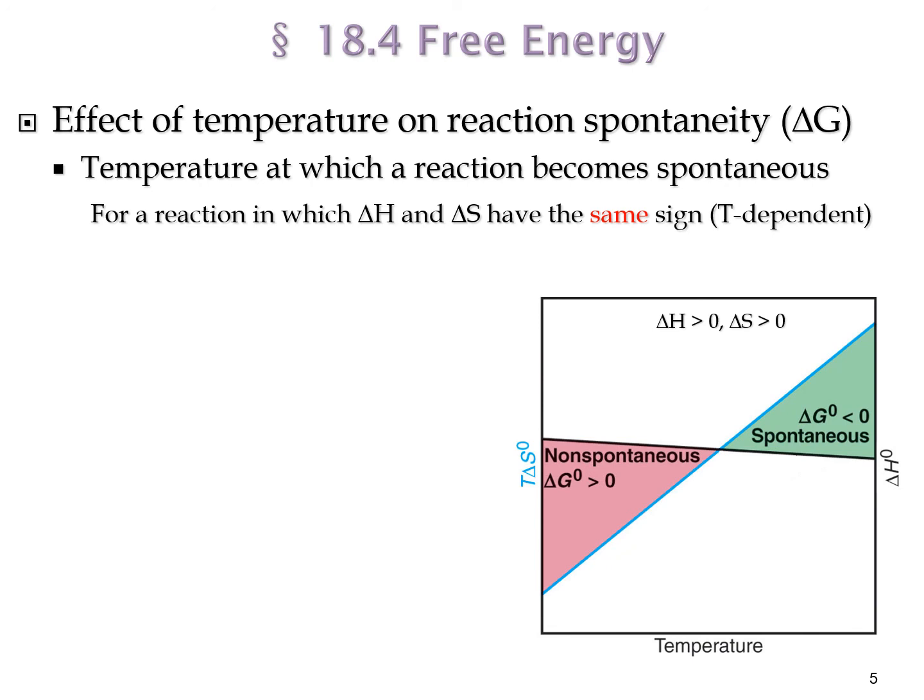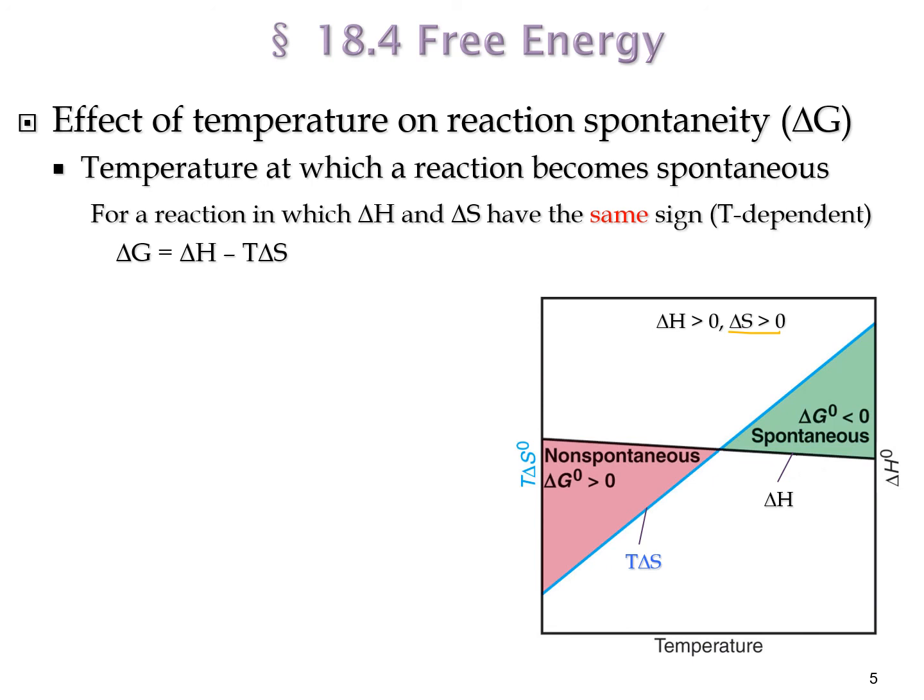In this diagram, we see that delta H is greater than 0, so that's why the line here is a delta H that's greater than 0. Delta S is greater than 0 because delta S here is the slope of this blue line. As you can see, the x-axis is the temperature, so delta S is a slope, it's positive.